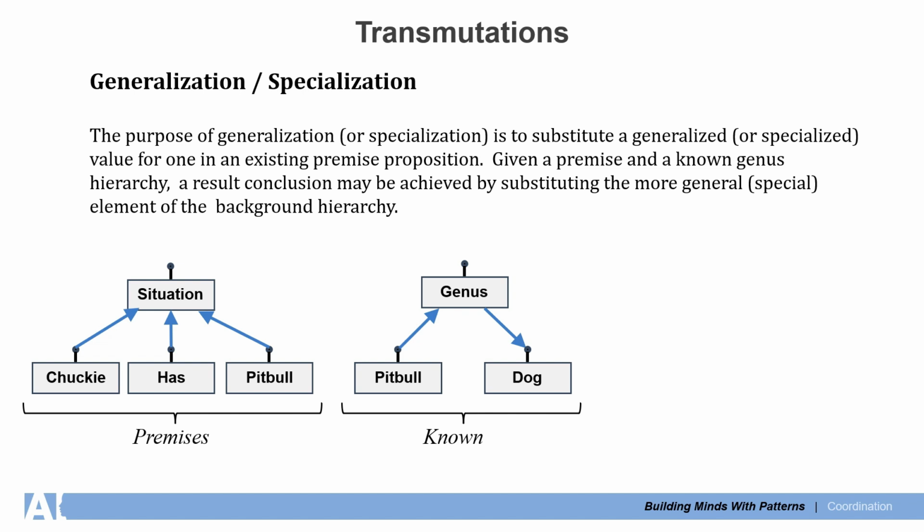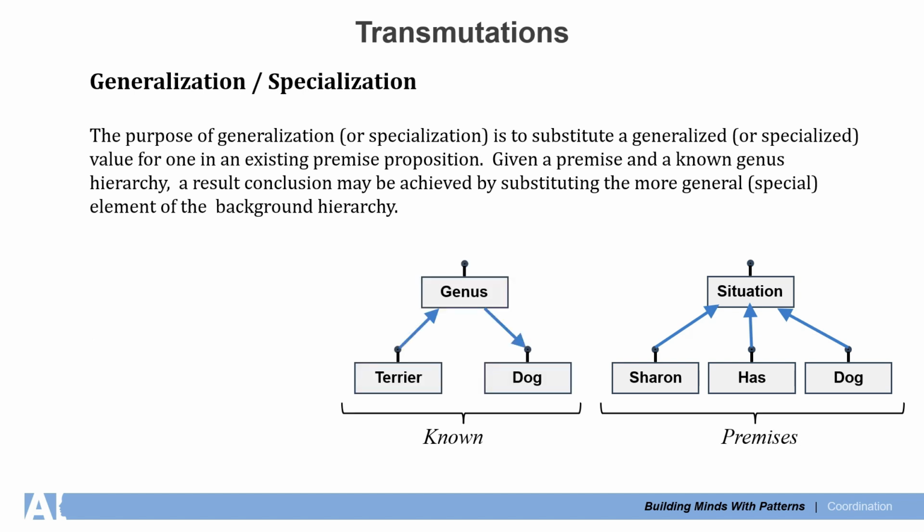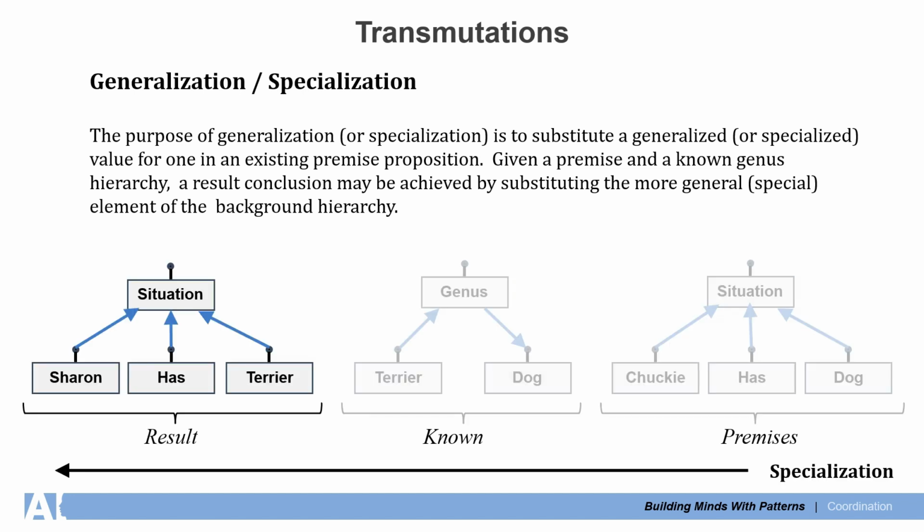For example, if we say Chucky has a pit bull, and the pit bull's genus is dog, we may conclude that Chucky has a dog. This is generalization. Likewise, if we say Sharon has a dog, and the terrier's genus is dog, we may conclude that Sharon has a terrier. This is specialization.